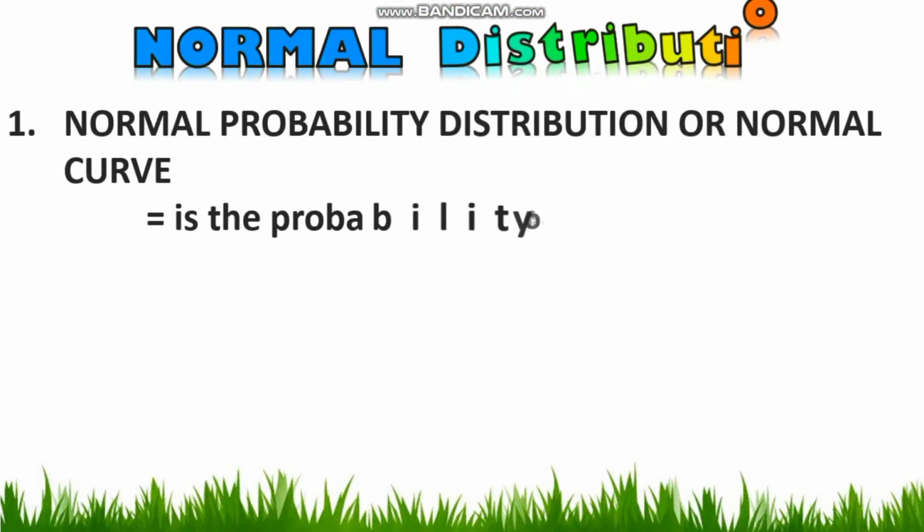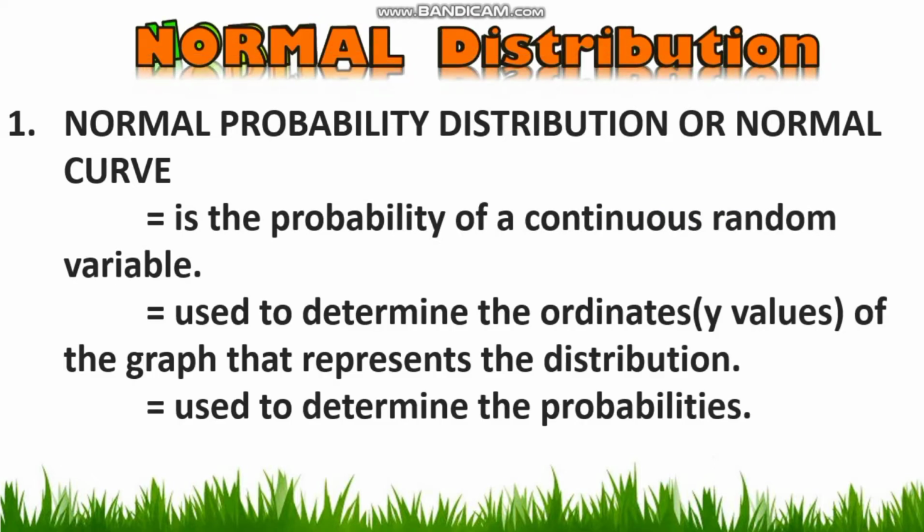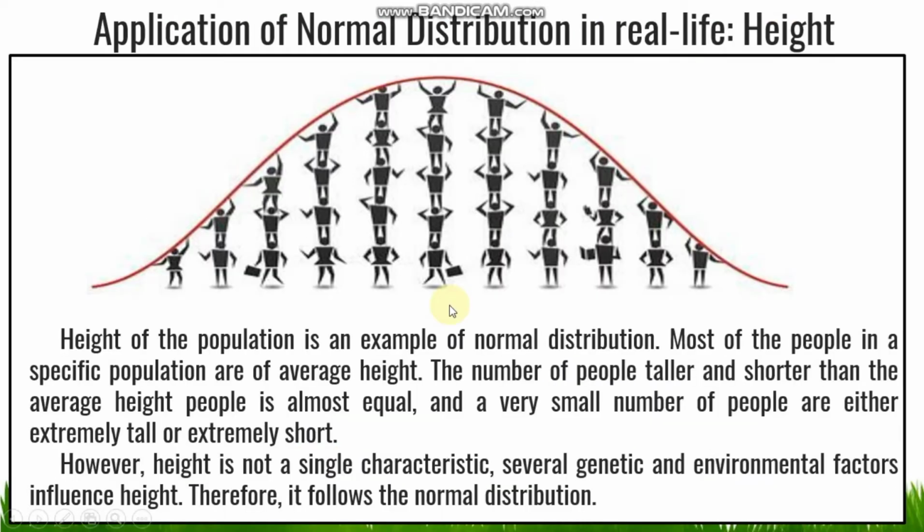Normal distribution is the probability of a continuous random variable, and it is used to determine the ordinates or the y values of the graph that represents the distribution. It is also used to determine the probabilities. What's the application of normal distribution in real life?